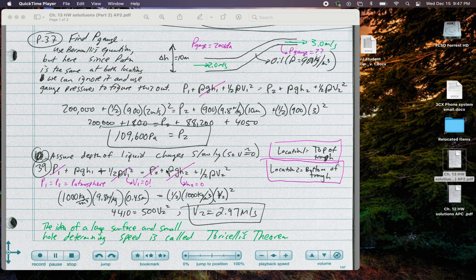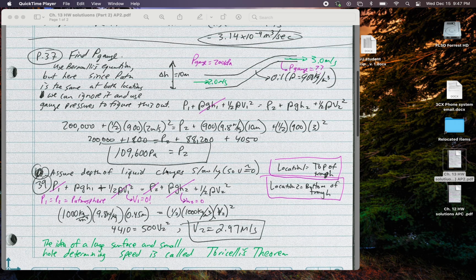For problem 39, you've got a rectangular trough, and it's 2 meters long, 0.6 meters wide, 0.45 meters deep, completely full of water. One end of the trough has a small drain plug at the bottom right edge. When you pull the plug, what would the speed of the water be coming from the hole?